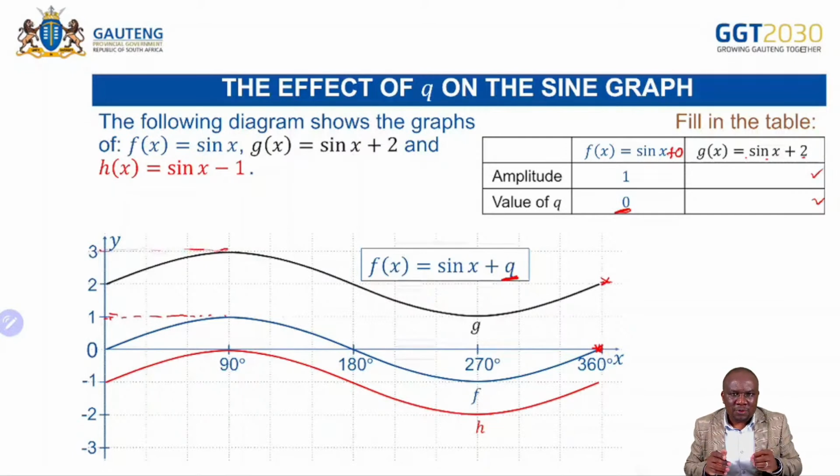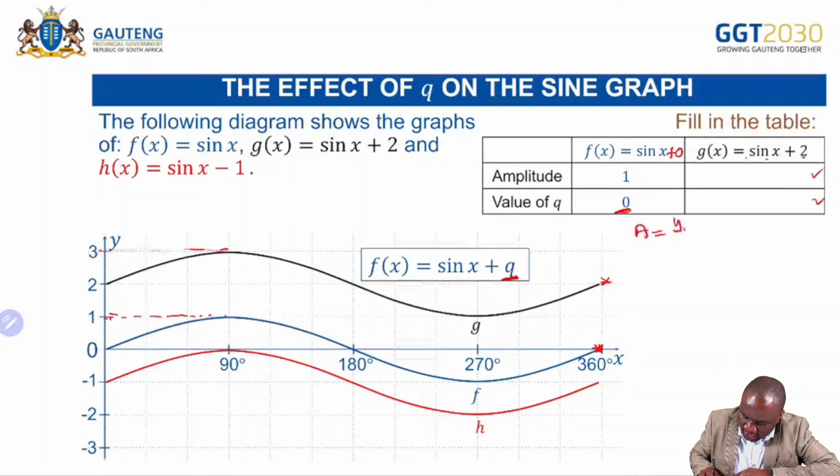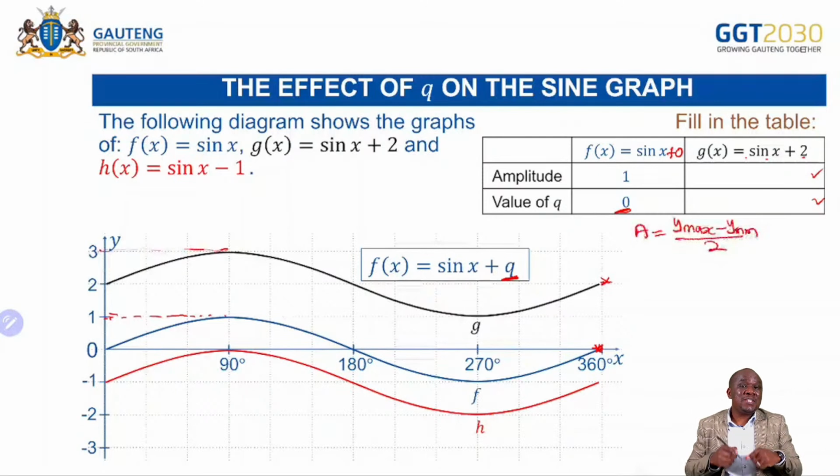So when you're finding the amplitude, you use the formula. We say the amplitude is y maximum minus y minimum divided by 2. That's why we will always emphasize that when you're finding the amplitude, use the formula. Because just reading from the graph is very, very dangerous. If the graph is shifted upwards or downwards, it may be difficult for you to read from the graph. Unless the graph is not shifted, the middle point is on the x-axis, then you can easily read. But once it's shifted, it may give you problems.